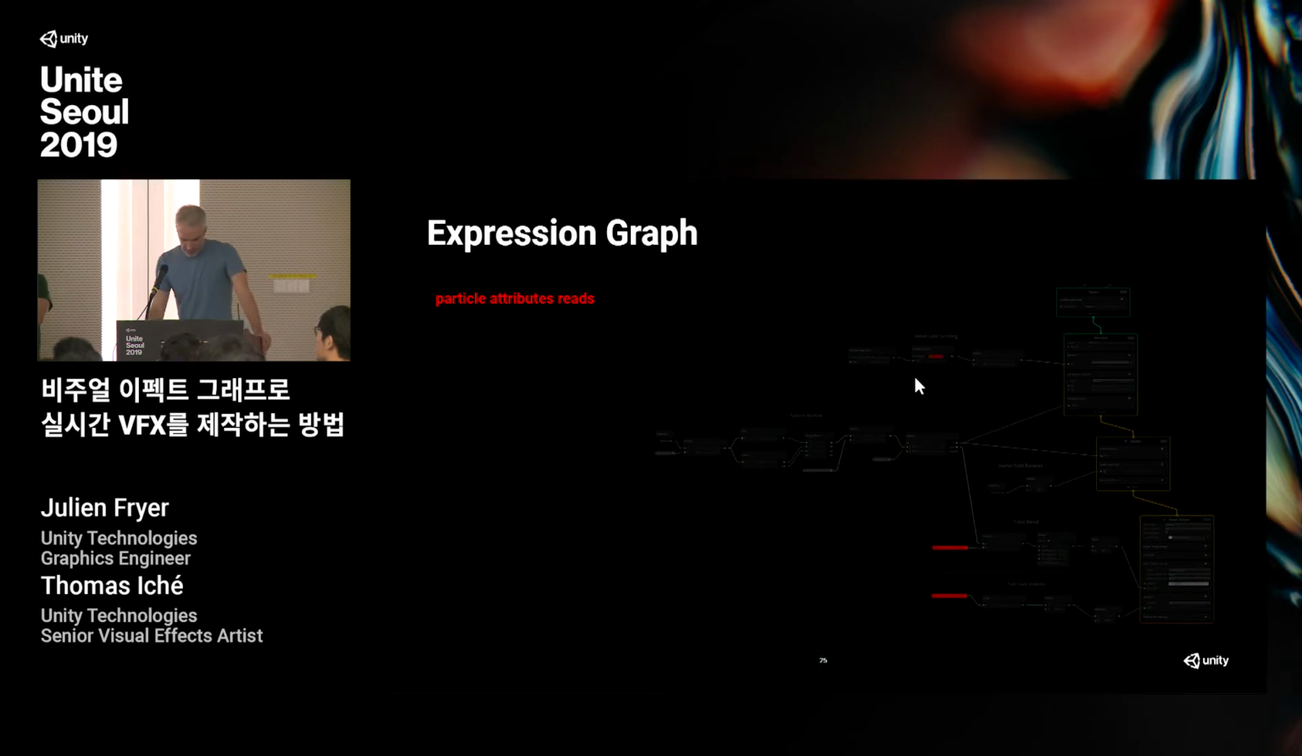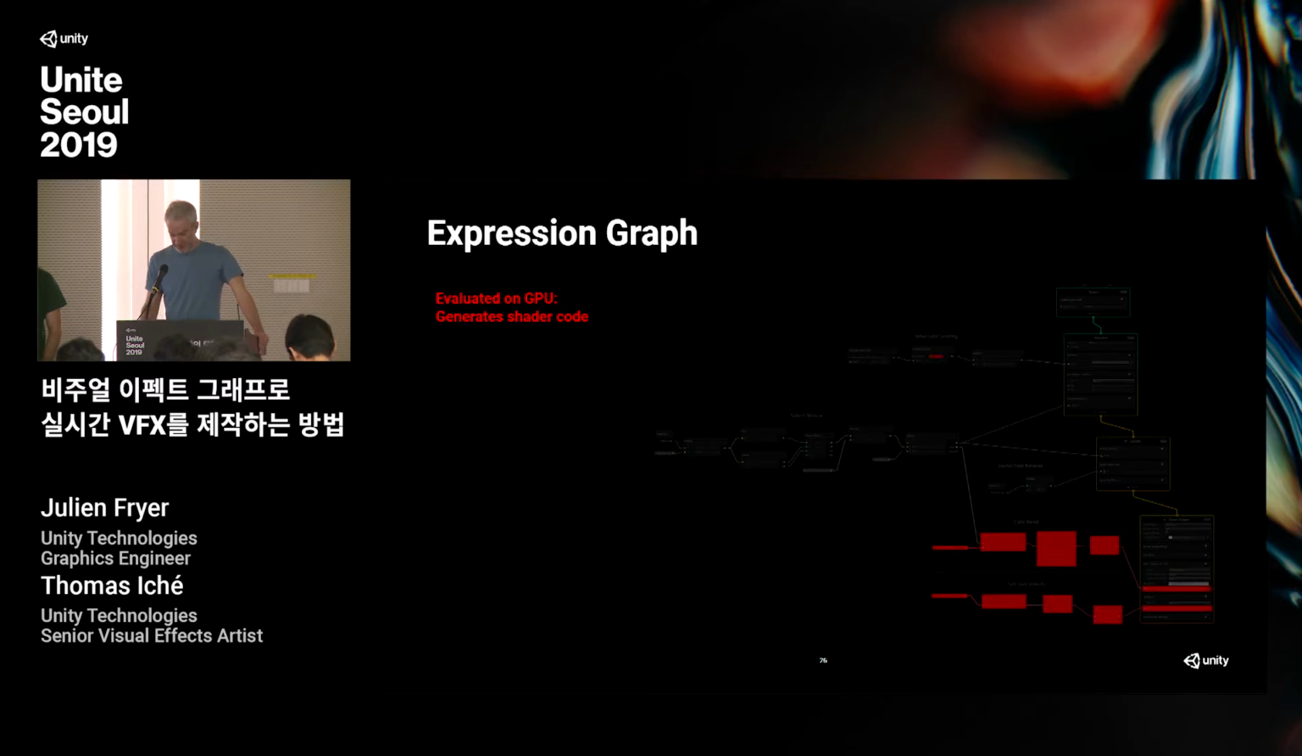Okay. So here we fetch some particle attributes. We fetch the particle position because we will modulate the color of the particle based on the sphere distance. And also we fetch the particle velocity to be able to stretch the particle based on their speed. So this is per particle, so it's on GPU. So all the operations that follow will generate shader code. The rest will be evaluated on CPU.